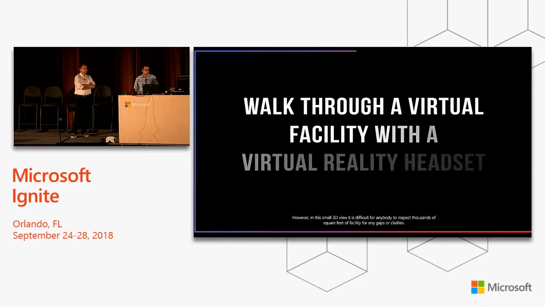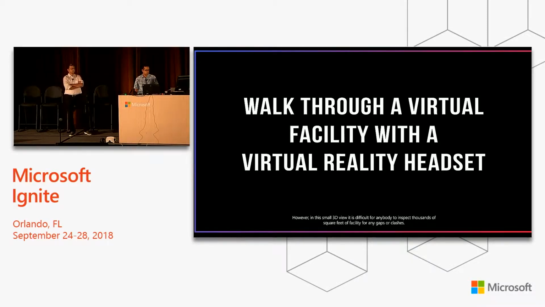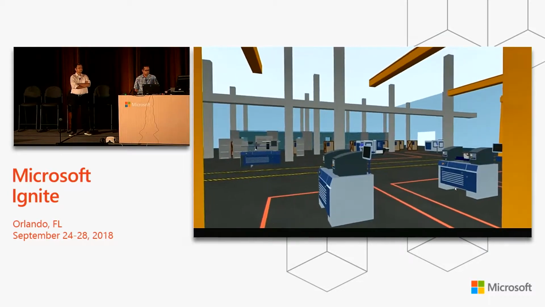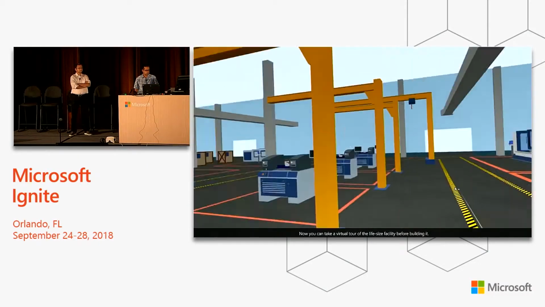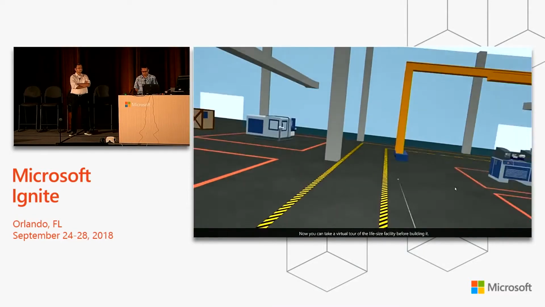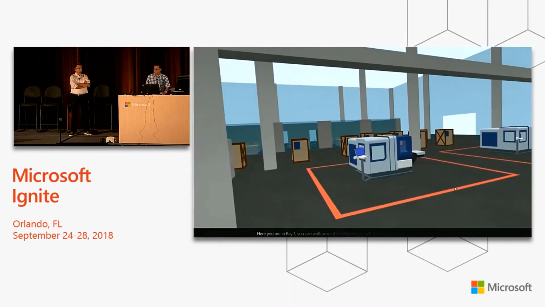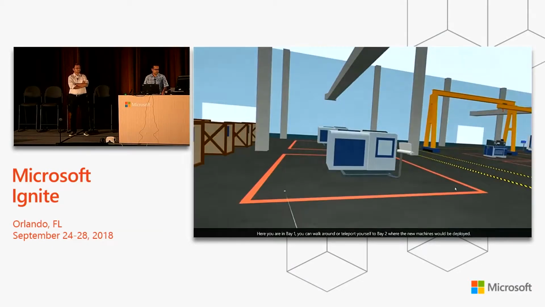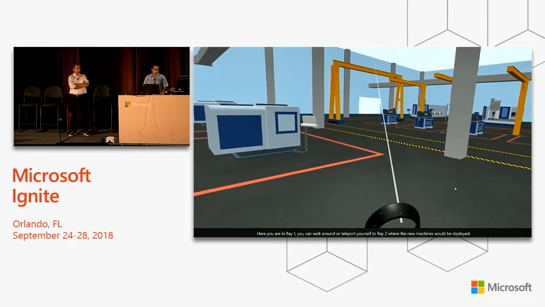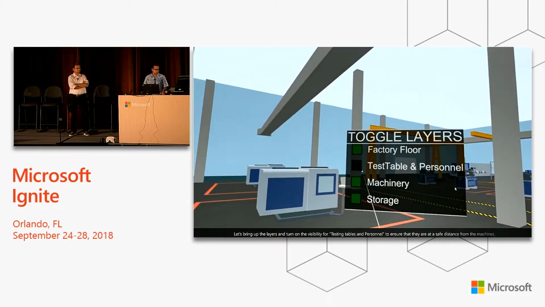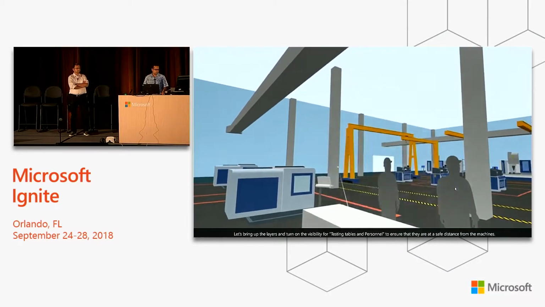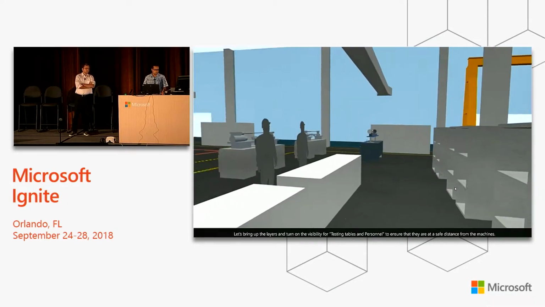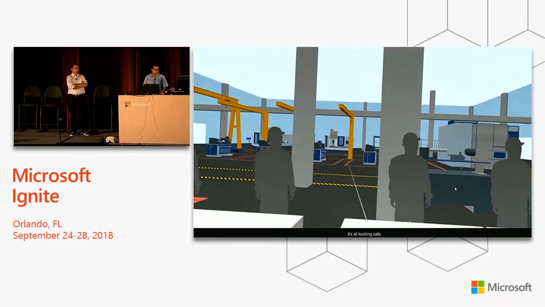However, in the small 3D view, it is difficult for anybody to inspect thousands of square feet of facility for any gaps or clashes. Now you can take a virtual tour of the life-size facility before building it. Here you are in Bay 1. You can walk around or teleport yourself to Bay 2, where the new machines would be deployed. Let's bring up the layers and turn on the visibility for testing tables and personnel, to ensure that they are at a safe distance from the machines. It's all looking safe.